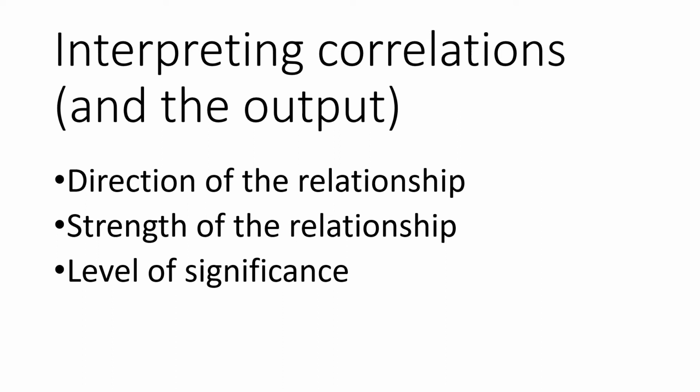The readings provide a lot of information about interpreting correlations, and we've seen the output. Hopefully this video will help summarize the ideas and provide an example so you're comfortable with the interpretation. Remember, we'll look at three pieces of information: the direction of the relationship, the strength of the relationship, and the level of significance.